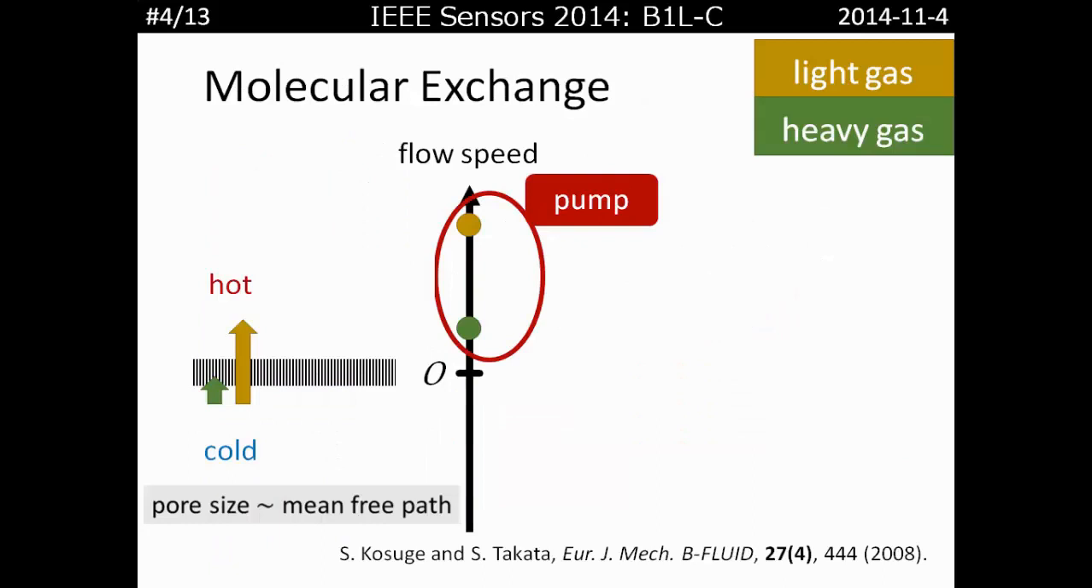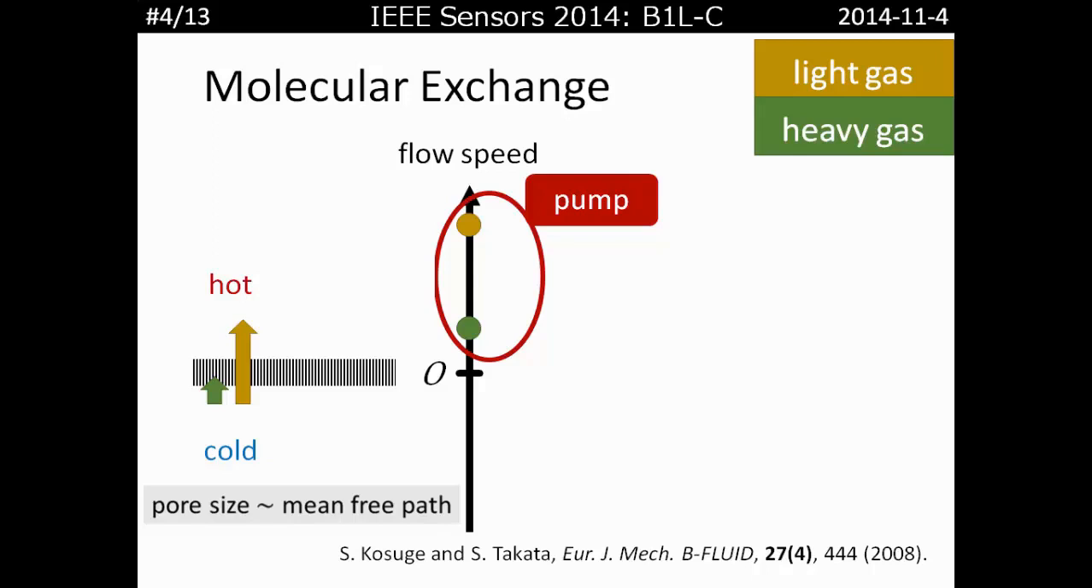Now we consider a mixture of gases separated by a porous membrane. When it is hot here, thermal transpiration flow is induced upward, where the gas with light molecules flows much faster than the heavy gases. This is a Knudsen pump for a gas mixture.